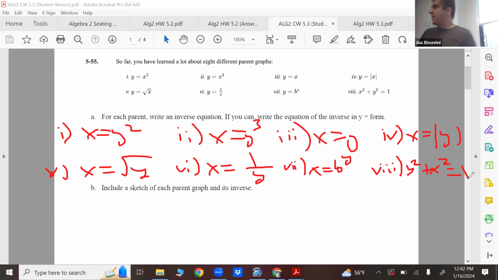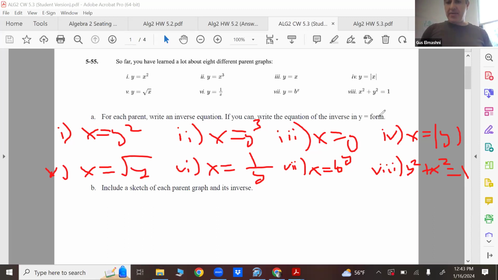Okay. Speed racer. So yeah, I just switched x and y, right? x equals y squared, x equals y cubed, x equals y, x equals absolute of y, x equals root y, x equals 1 over y, x equals b to the y, x squared plus y squared equals 1. Or y squared plus x squared is 1. So, okay.